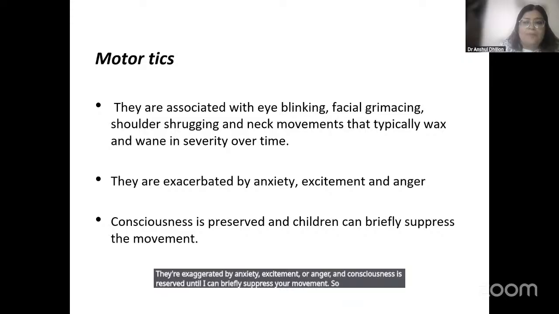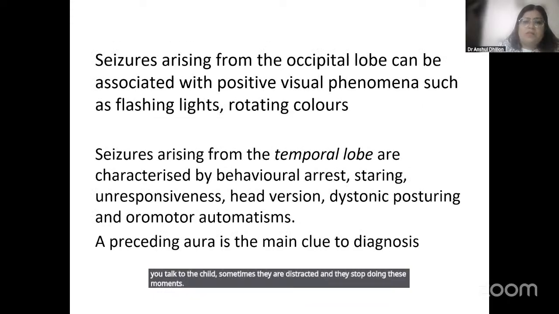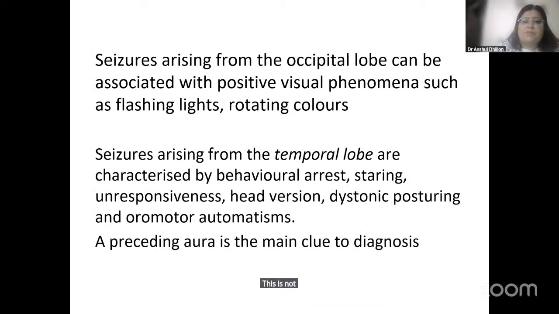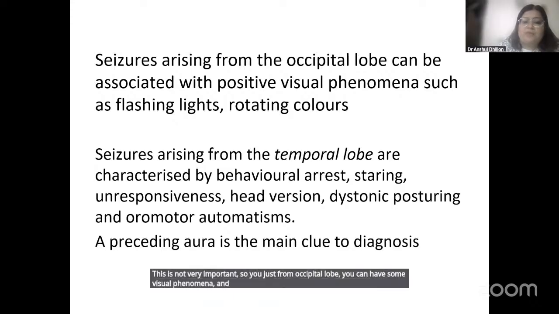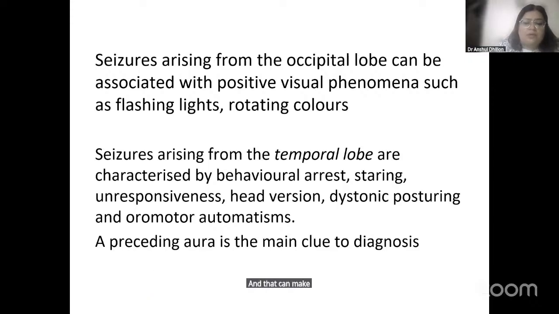So here lies the key. If you talk to the child, sometimes they are distracted and they stop doing these movements. So this is not very important. From the occipital lobe, you can have some visual phenomena, and from the temporal lobe, you can have behavioral arrest. Of course, it is again a gray zone whether your child is having daydreaming or a behavioral arrest. So you have to take a good history, a semiology, how the movements work, and that can make you go through a few differentials, and then you can investigate further if needed.